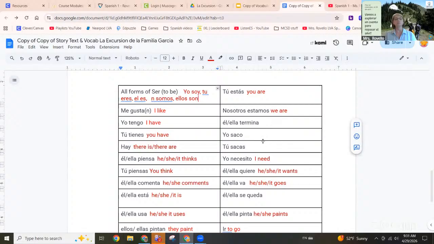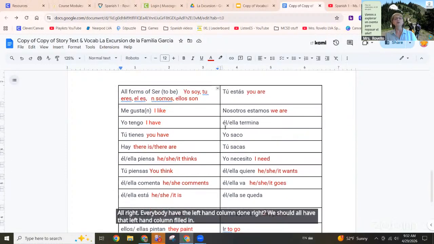All right. Everybody have the left-hand column done, right? We should all have that left-hand column filled in. Okay, so let's move over here.